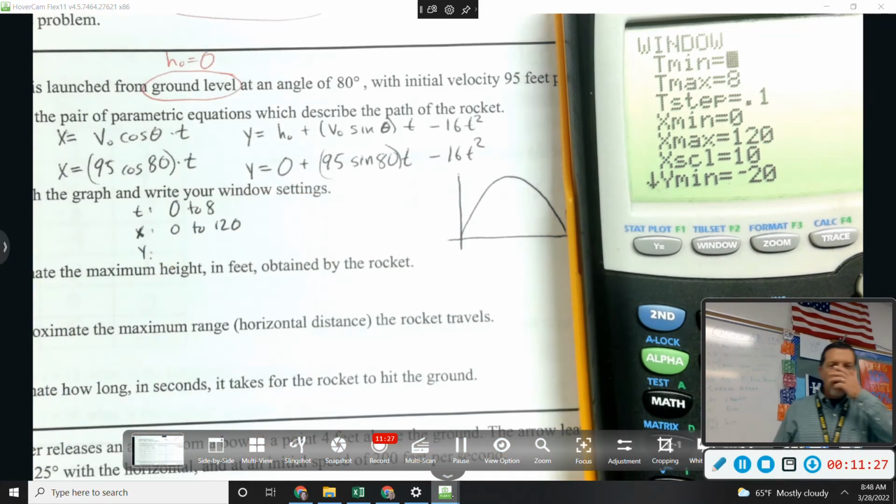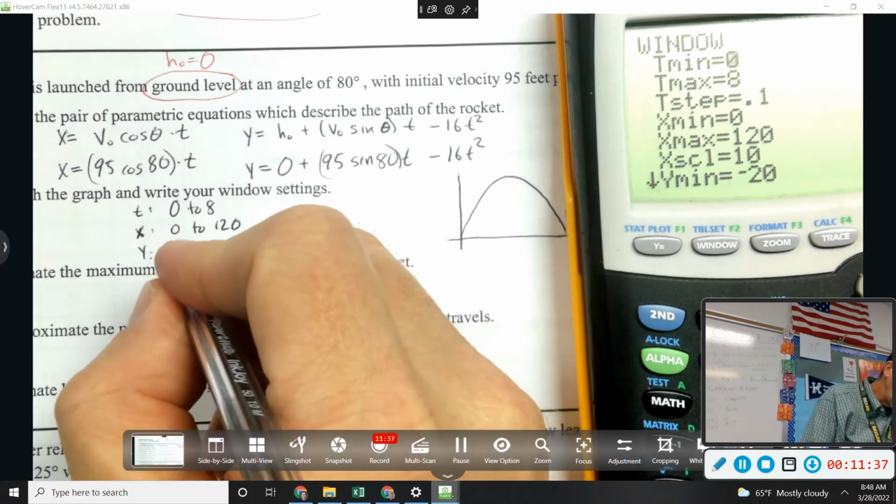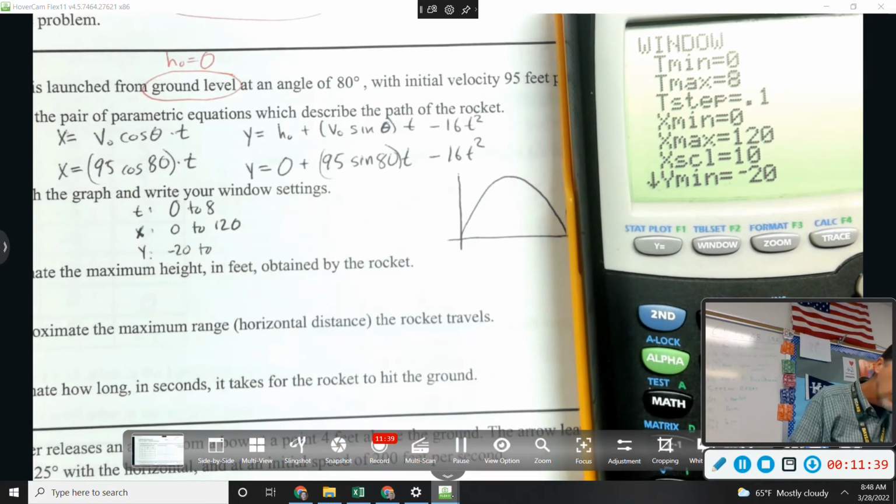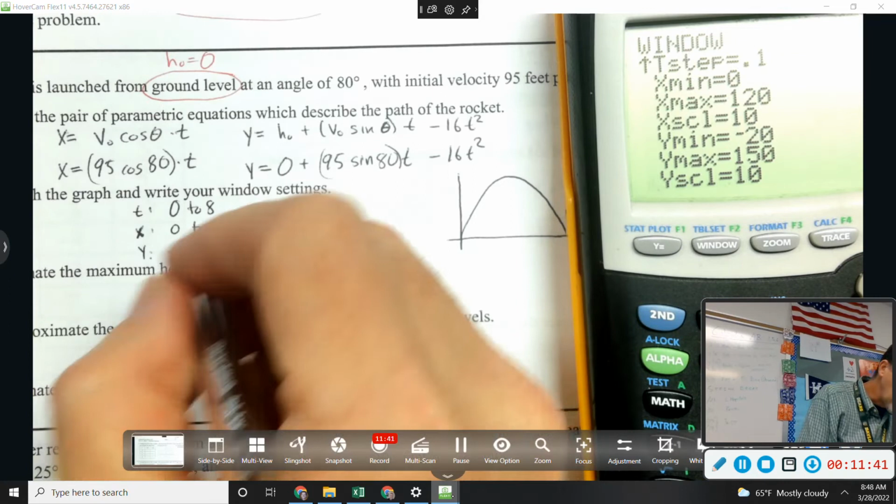And this is a place where you could have slightly different answers than me and slightly different answers than each other, depending on what your window looks like. And Y, I went -20 to 150.